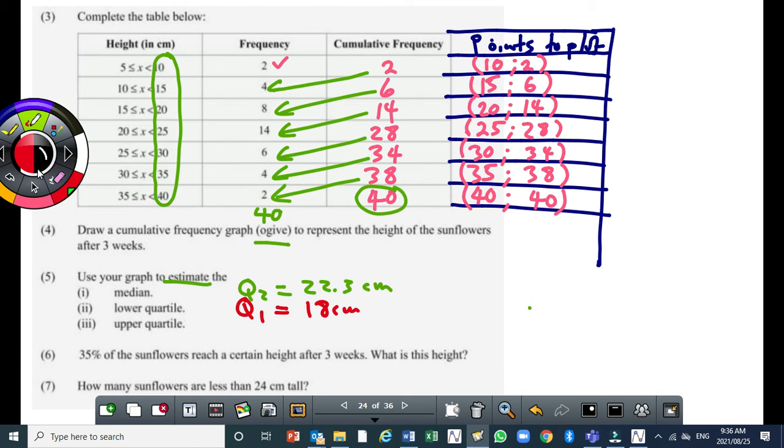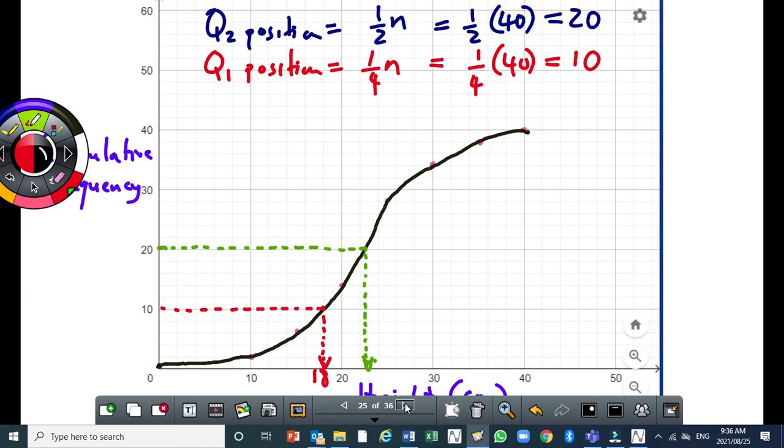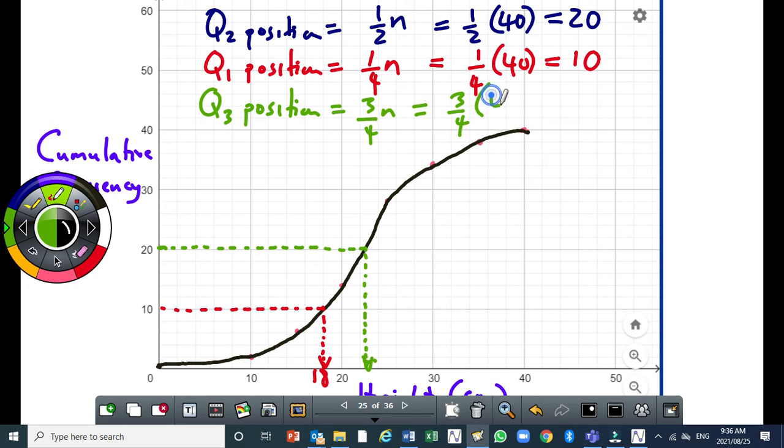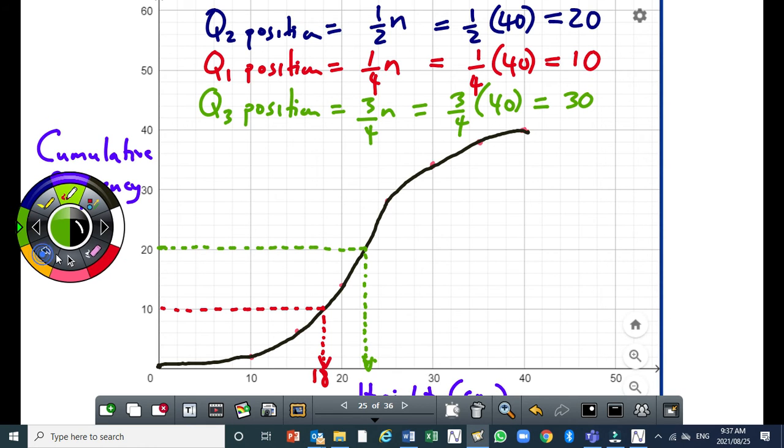Then the upper quartile, that is Q3. So your Q3 is going to be 3 over 4n, and that's 3 over 4 times 40, and that's 30. So I go to my graph. Okay, let me use this color.